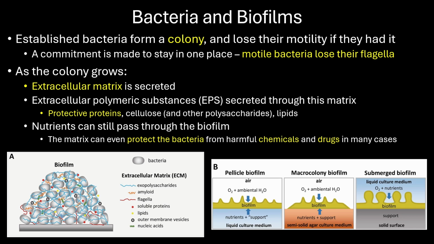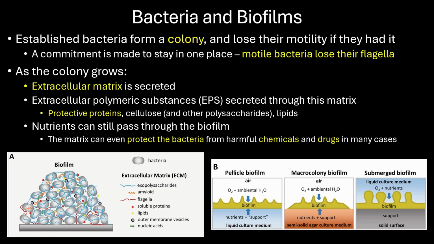Once these bacteria have established a colony on a surface, they lose their motility if they had it, meaning they literally destroy or throw away their flagella. They fall off. And as the colony begins to grow, they're going to be producing an extracellular matrix. This is a collection of substances, extracellular polymeric substances, that they secrete and form like a thick protective netting that covers them, holds them all in place, and overall protects them.